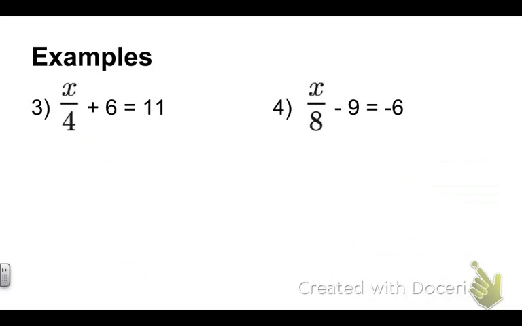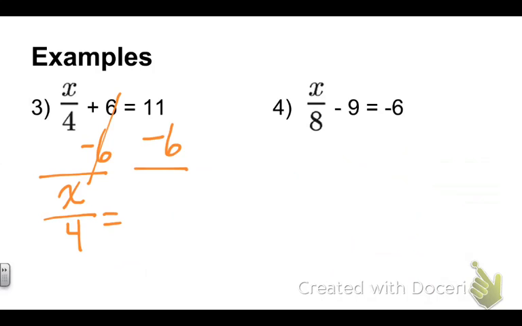Alright, a couple more examples. What divided by 4 plus 6 equals 11? Get rid of whatever's being added or subtracted first. The opposite of plus 6, minus 6. Whatever you do to one side, do to the other. 6 minus 6 gives you nothing. It leaves you with x divided by 4 equals 5. What number divided by 4 equals 5?